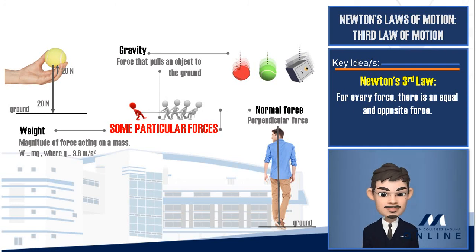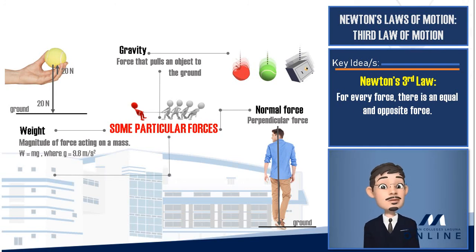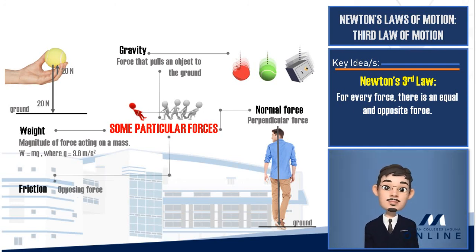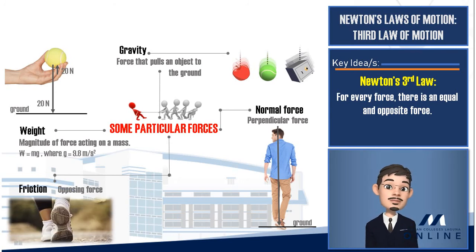Another example of force is friction, which we know as a resistant force. When we walk, the surface exerts frictional force on our feet so as not to stumble. This force is always opposite to the direction of the intended motion.